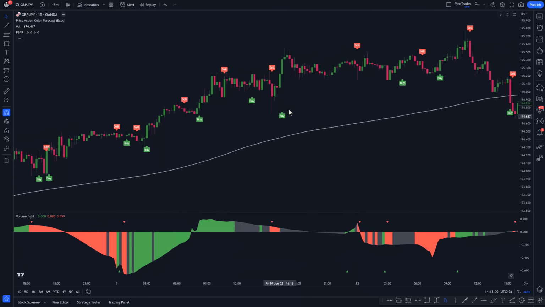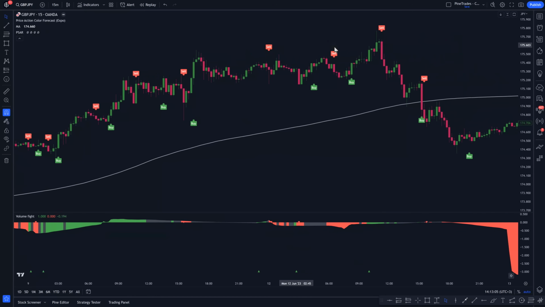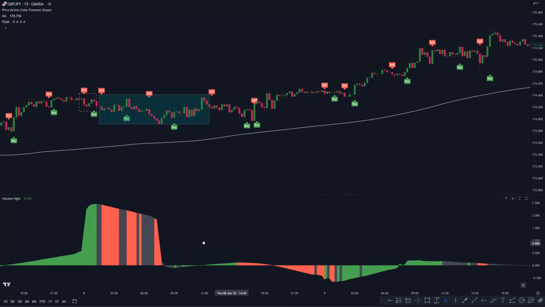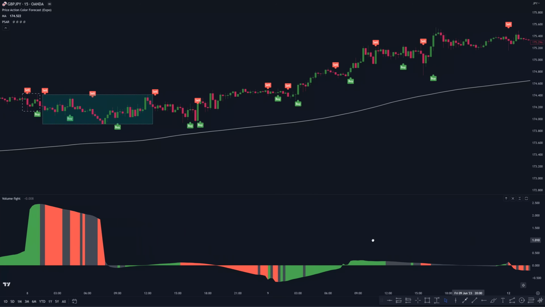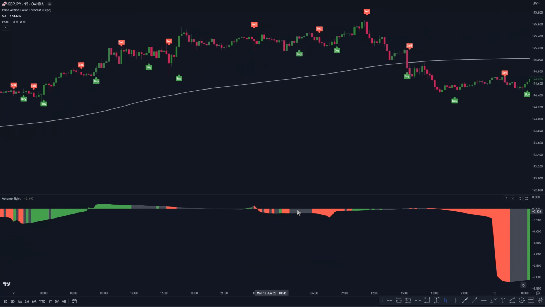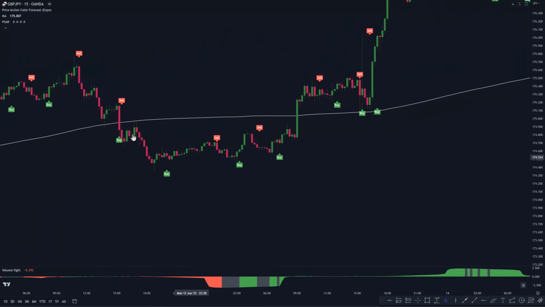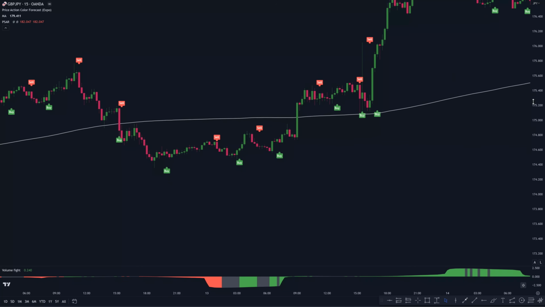The parabolic SAR is going to be giving us the buy and sell signal labels. When it says buy, we're going to buy. When it says sell, we're going to sell. We're going to be using the volume fight indicator to confirm that there is enough volume in the market to push the price in the direction of our trades. The moving average is going to be used for trend confirmation. When the price is trading above it, that is a bullish trend. And when the price is trading below it, that is a bearish trend.